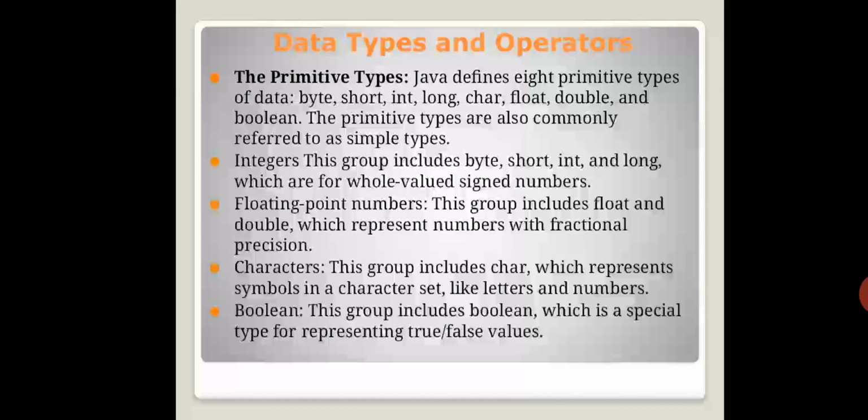Okay, the next thing is data types and operators. Some of the data types I have already listed out in reserved keywords, but let us see some of the data types and operators in depth. Java has primitive types. Java defines 8 primitive types of data.